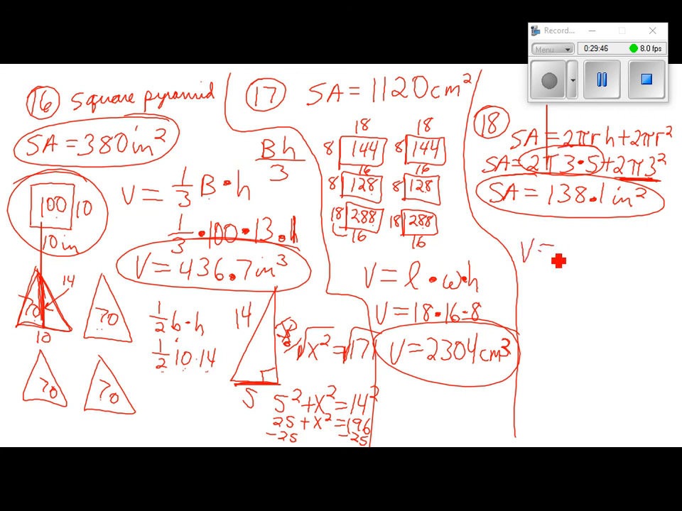Then to find the volume, you look up the formula for volume on your formulas packet. Volume for a cylinder is pi times radius squared times height, and all we're going to do is plug into that. So it's pi times our radius, 3 squared, times the height, 5. You punch all that into your calculator, and you end up with 141.4, and our units are cubic units for volume, so inches cubed.